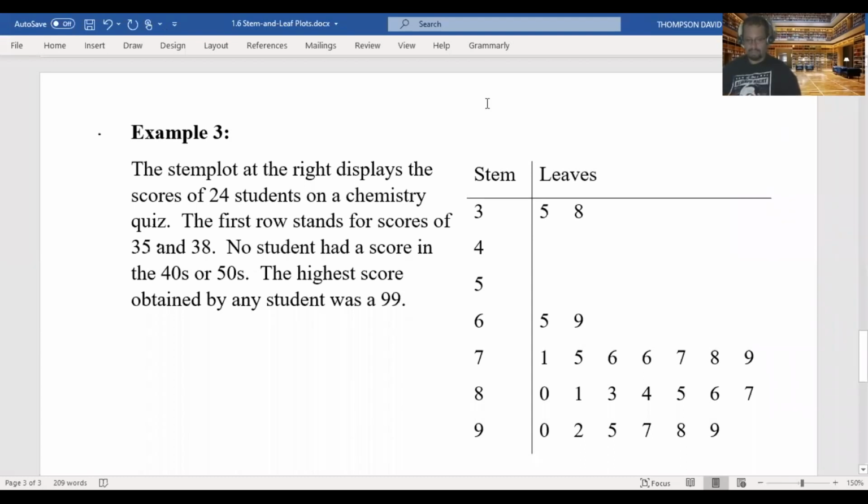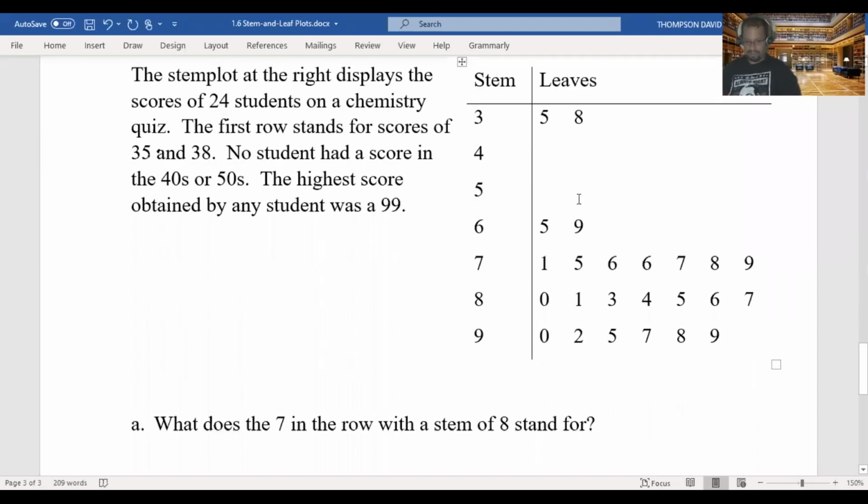Example 3. The stem plot at the right displays the scores of 24 students on a chemistry quiz. The first row stands for scores of 35 and 38. No student had a score in the 40s or 50s. The highest score obtained by any student was a 99.